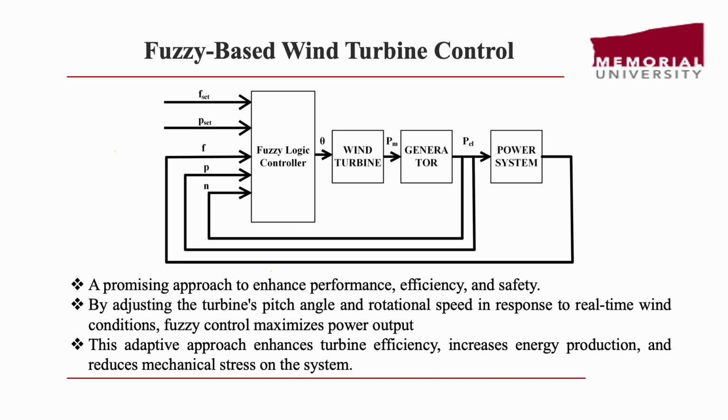So this is the adaptive approach which enhances the turbine efficiency, increases energy production, and reduces mechanical stress on the system. As you can see in the block diagram, the fuzzy logic controller takes the inputs of the various parameters, and then it is given to the wind turbine and then the generator, and ultimately we get the maximum possible power output in our power system.